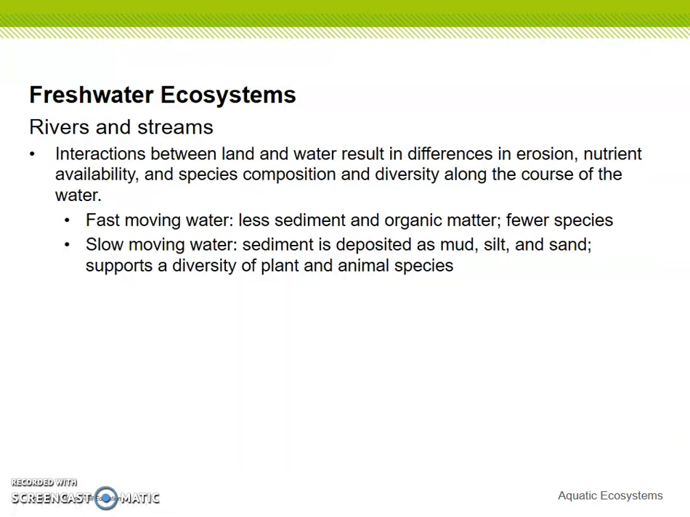Interactions between land and water result in differences in erosion, nutrient availability, and species composition and diversity along the course of the water. In fast-moving water, there is less sediment because there's more energy keeping that sediment suspended, keeping it mixed up in the water. In fast-moving water, there are also fewer species of animals living there.